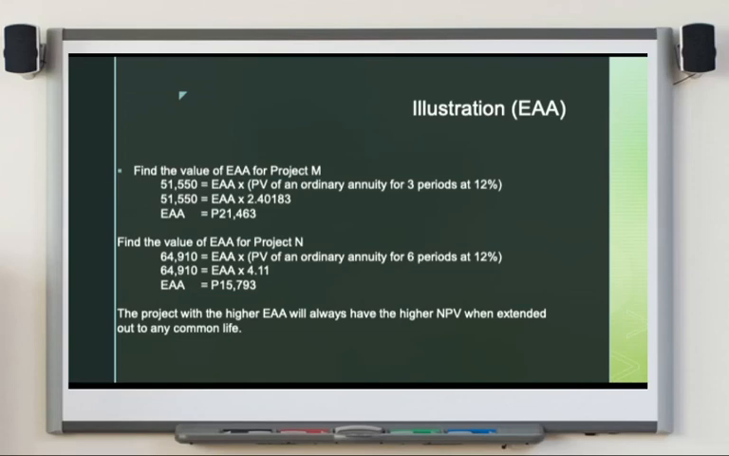So we equalize the present value of project M at 3 periods, and that is 51,550, which equals EAA times the present value of an ordinary annuity for 3 periods at 12%, and that is 2.40183.